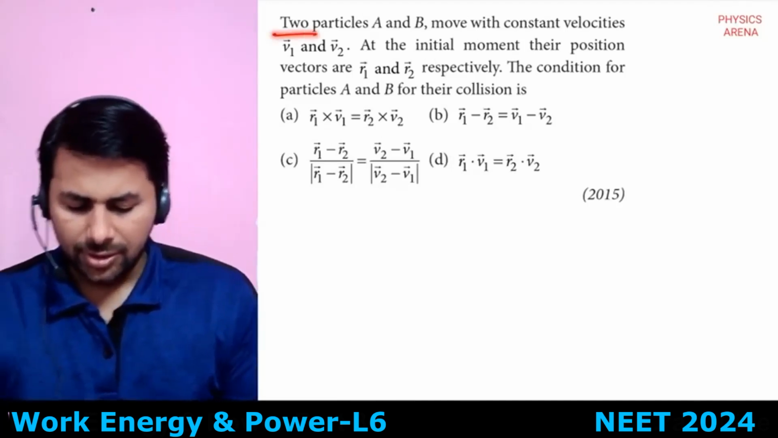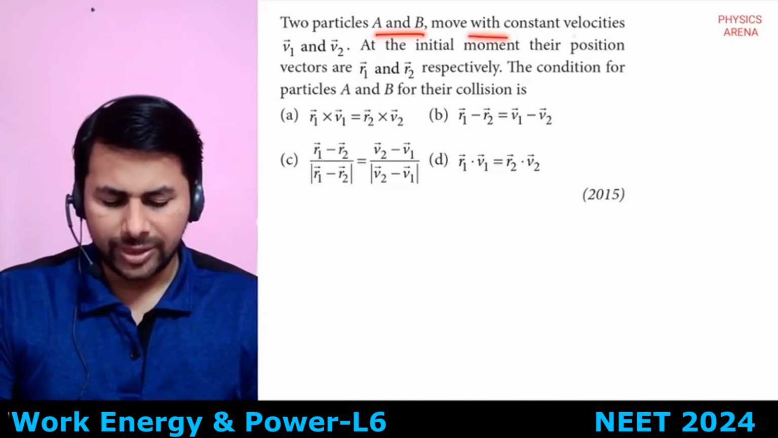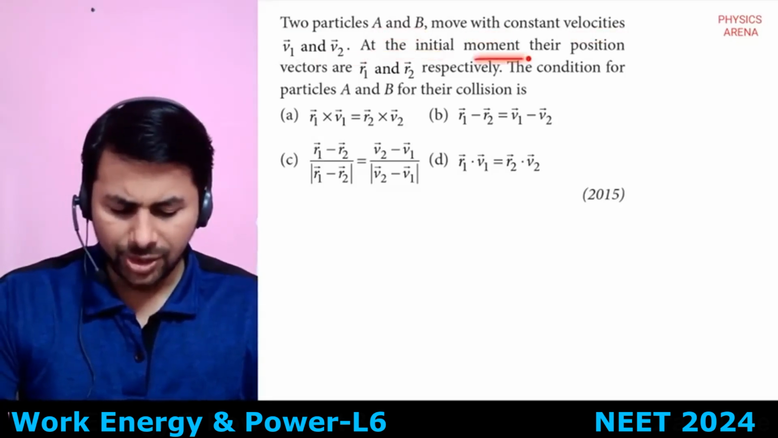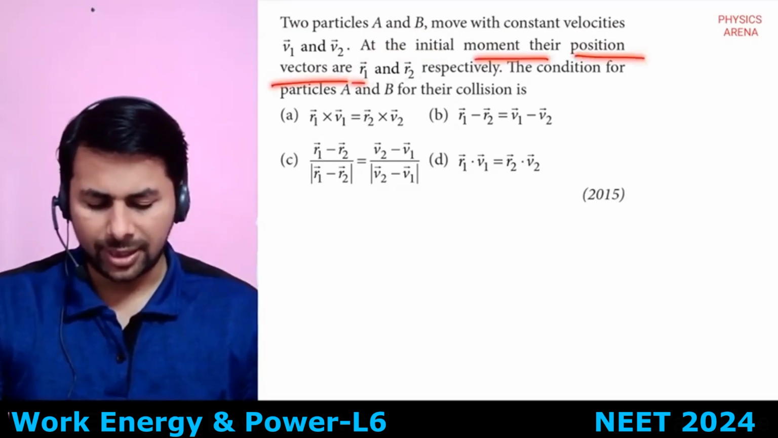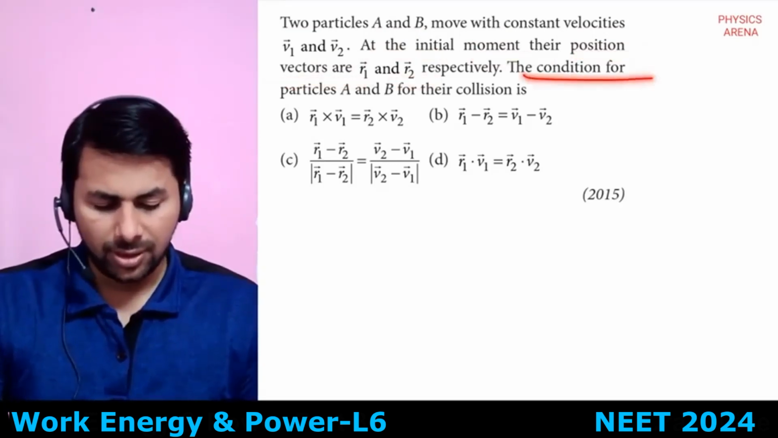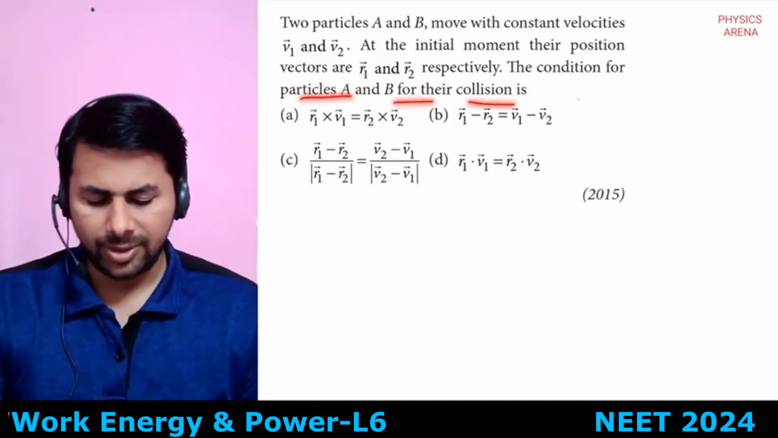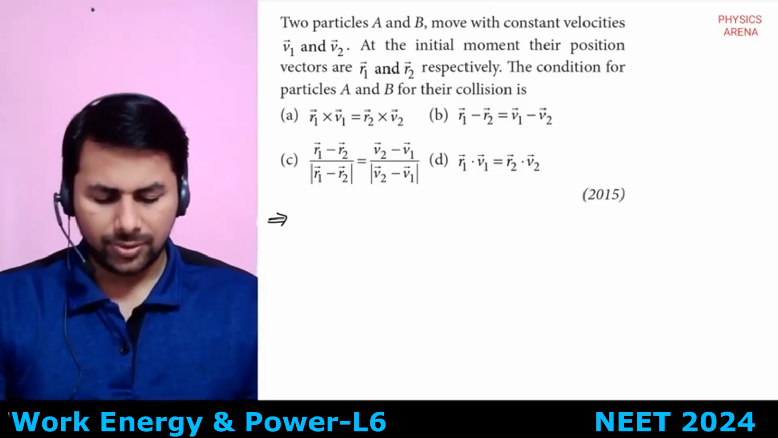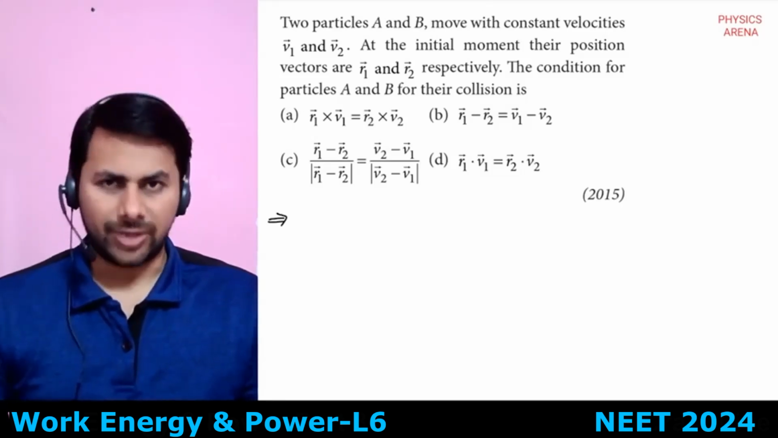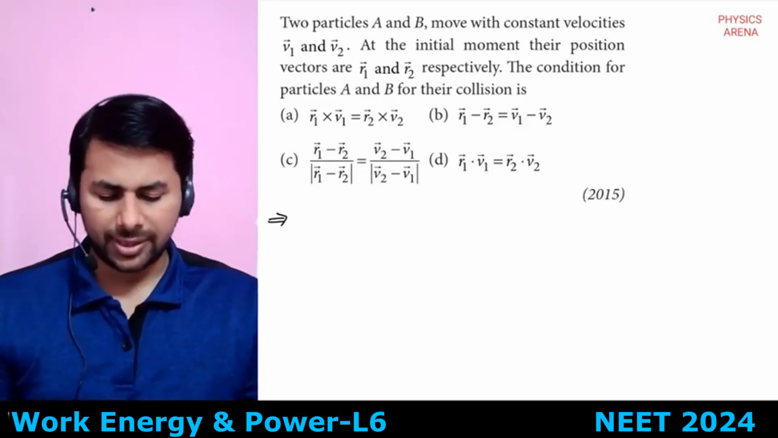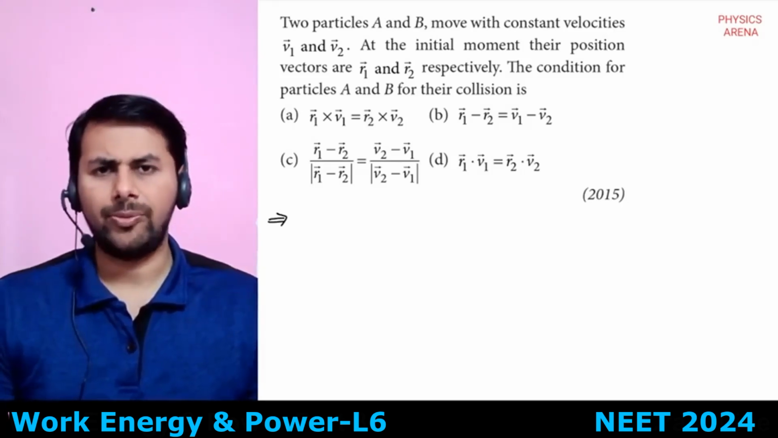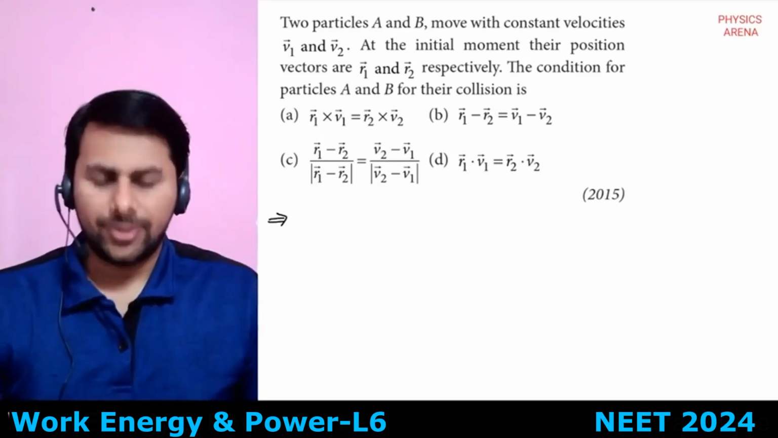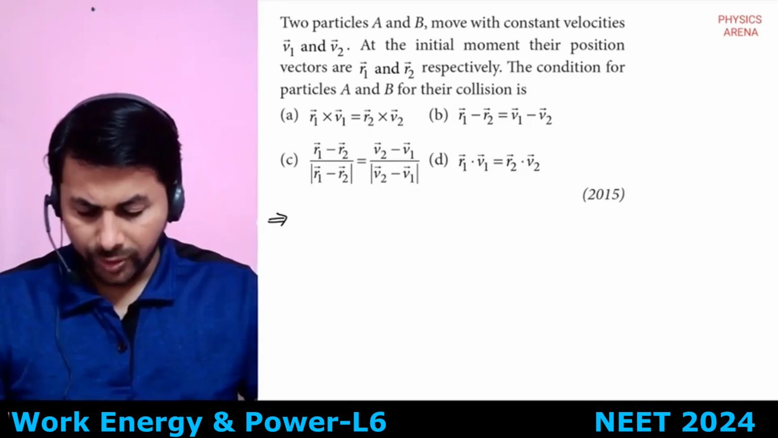Let's see the next question. Two particles A and B move with constant velocities v1 bar and v2 bar. At the initial moment, the position vectors are r1 bar and r2 bar respectively. The condition for particles A and B to collide is, okay, so initial position vectors are given. Tell me what is the condition for collision? What should be the final position vector?